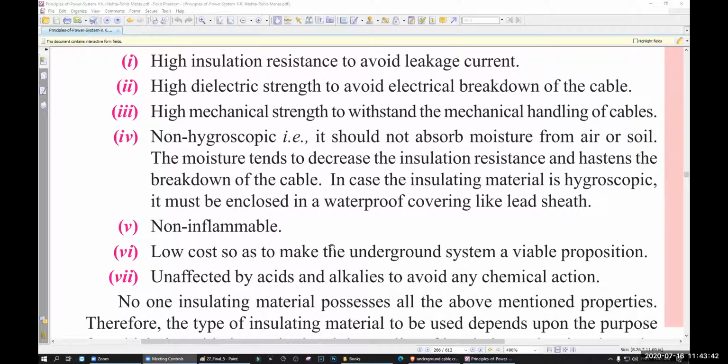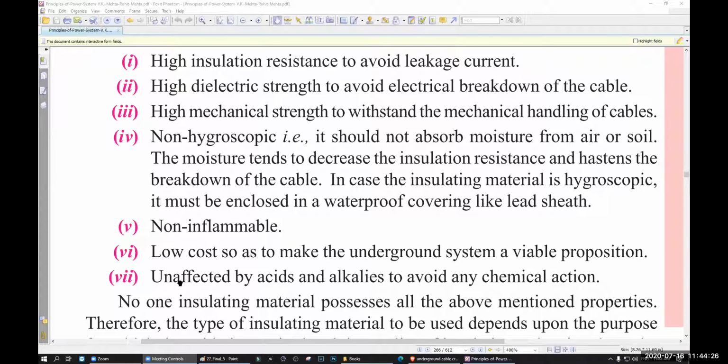But what is the problem with overheads? The problem with overhead is it destroys the beauty of the city. And it is a problematic one. Why? Because if there is a storm, the line can be gone. If a tree breaks down and falls on the conductor, what will happen? It will break. In case of underground, this problem doesn't happen. That's why the underground system has very good advantages over the overhead system, but it should be low in cost. If it is not low in cost, nobody will use it.